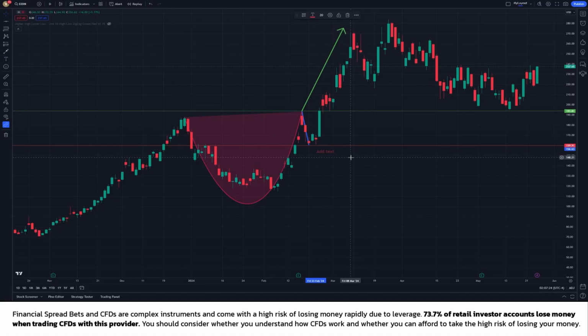against unexpected reversals. To summarize, the cup and handle pattern is a powerful tool that can help traders identify potential opportunities for long positions. By understanding how to properly draw and interpret this pattern, traders can enhance their strategy to better capture trends and set more effective entry and exit points.